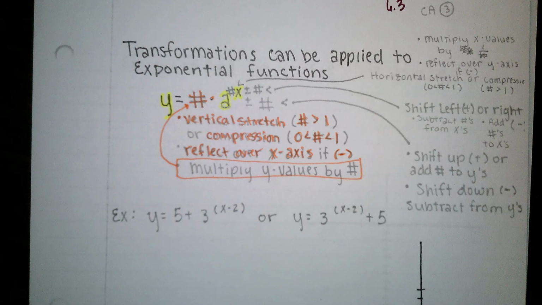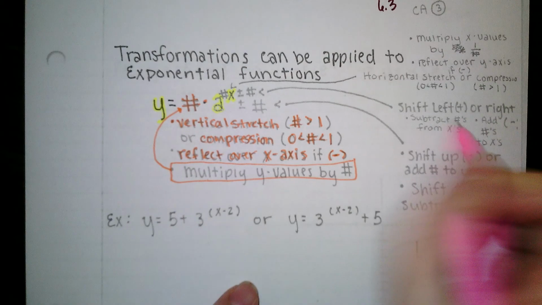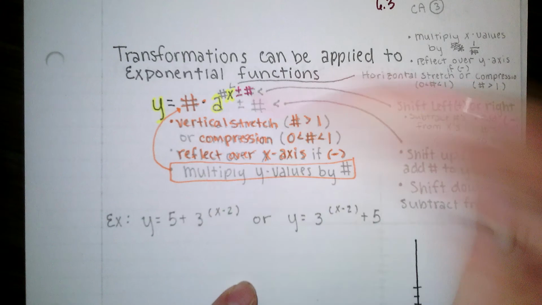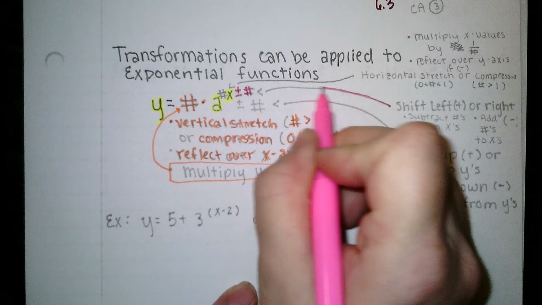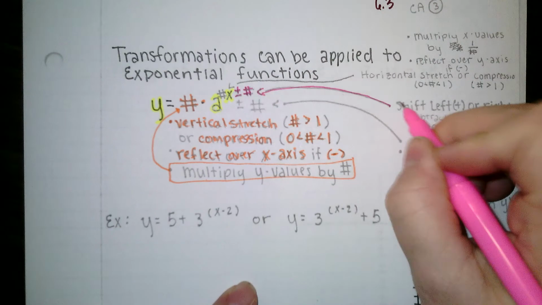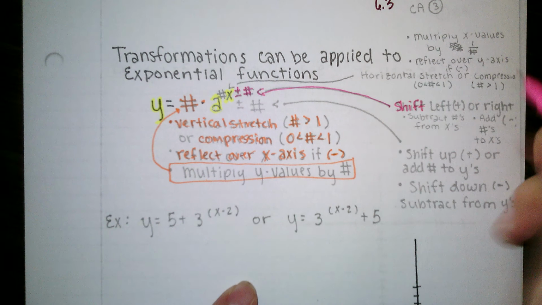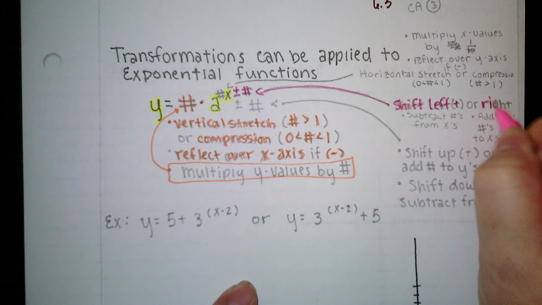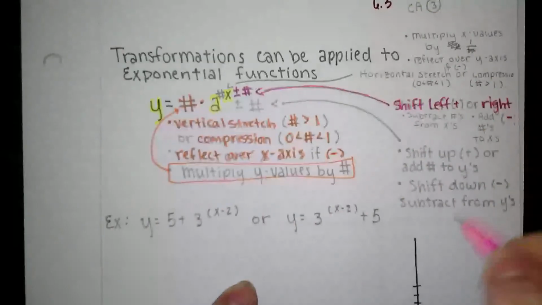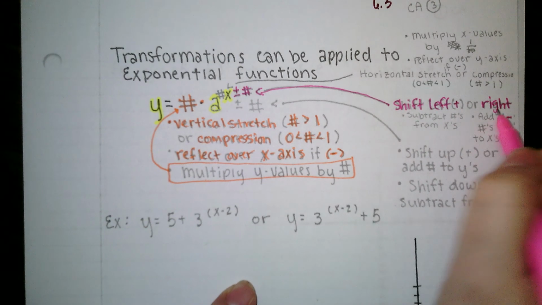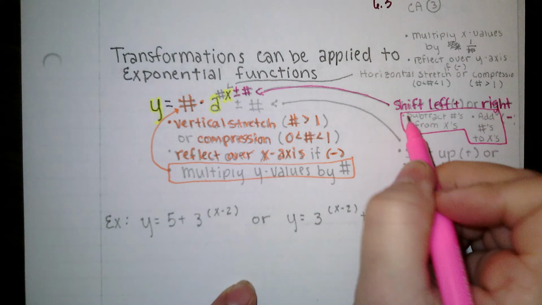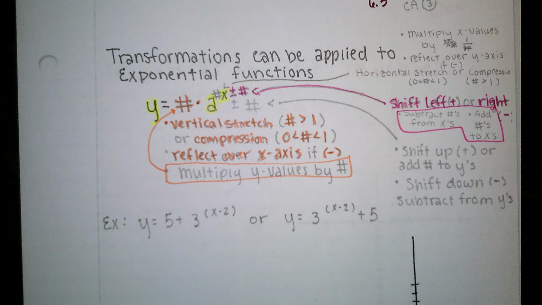Okay, other transformations. If there is a number added or subtracted up in the exponent with the variable, that is going to be a shift left or right. It is going to be left if it's positive. It is going to be right if it's negative. And what we're going to do is we are either going to subtract that number from the x's or add that number to the x's, depending on if we're shifting left or right.